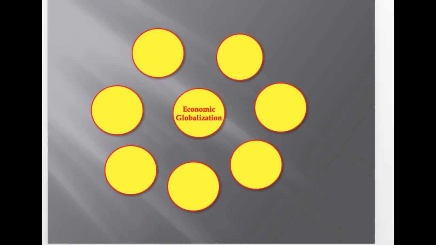Economic globalization, as you'll see in the center of these round circles, is defined as the increasing economic integration and interdependence of national, regional, and local economies across the world through an intensification of cross-border movement of goods, services, technology, and capital. And that's a definition we found in Wikipedia.